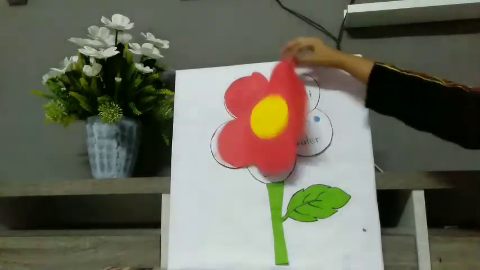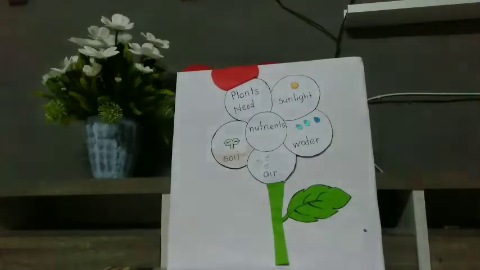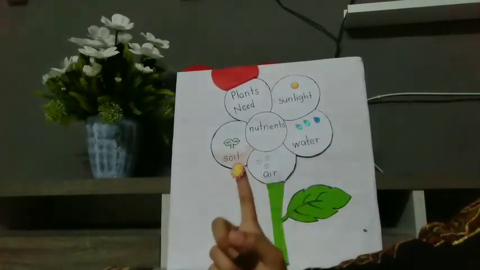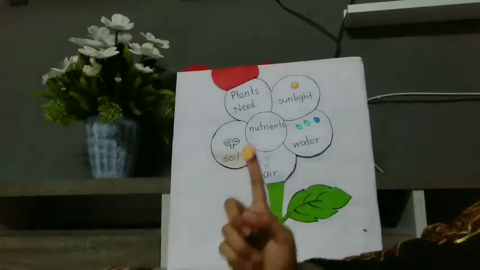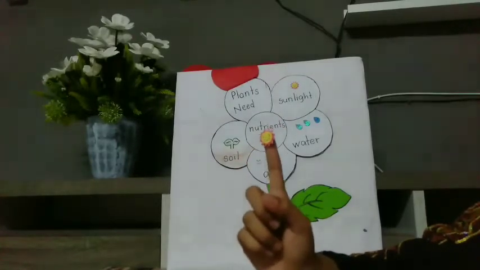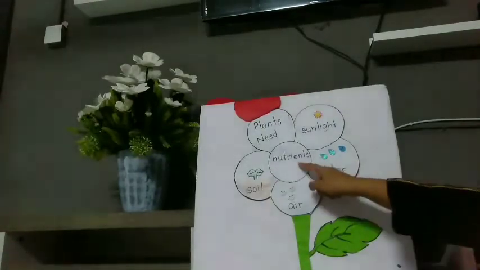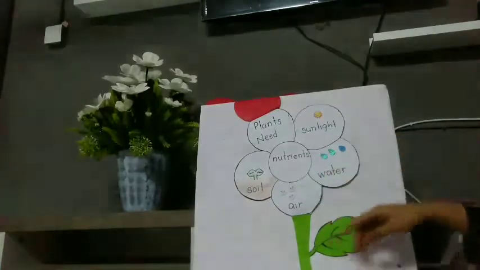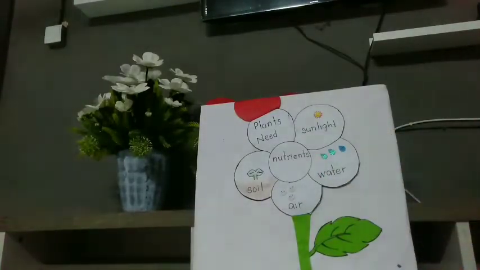First, sunlight. Plants use sunlight to perform photosynthesis. Photosynthesis is the process where plants make water to absorb the nutrients from the soil and move these nutrients through different parts of the plants.